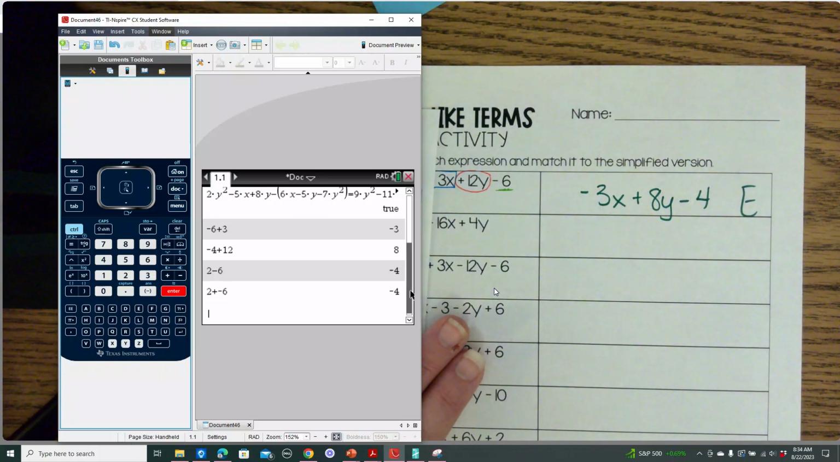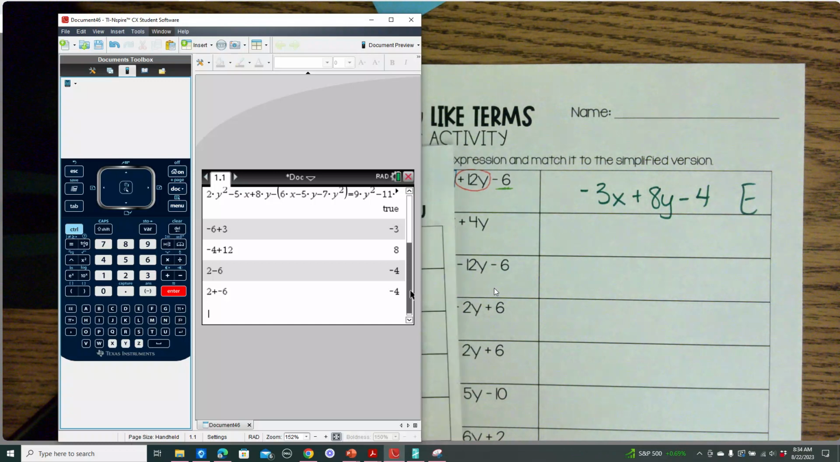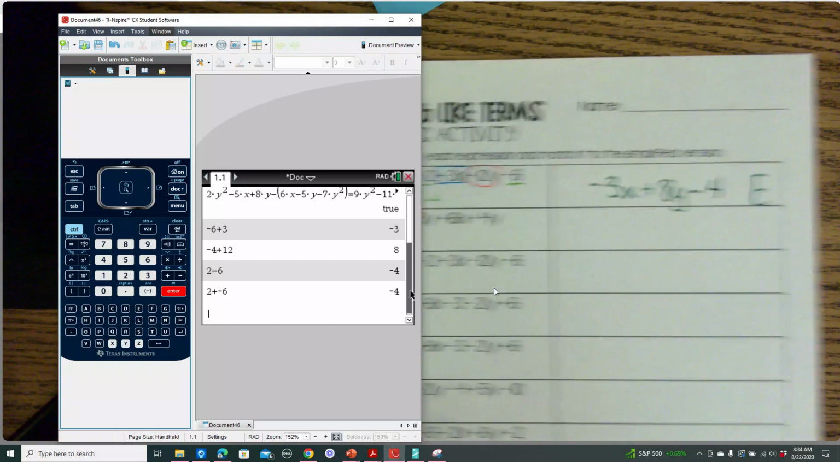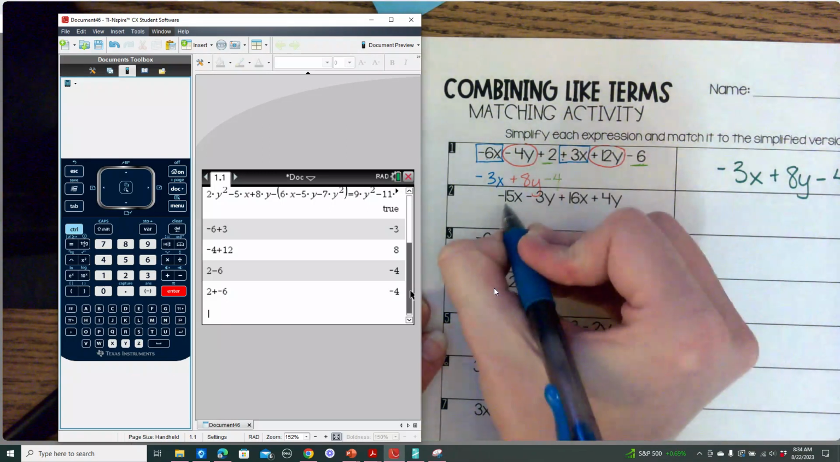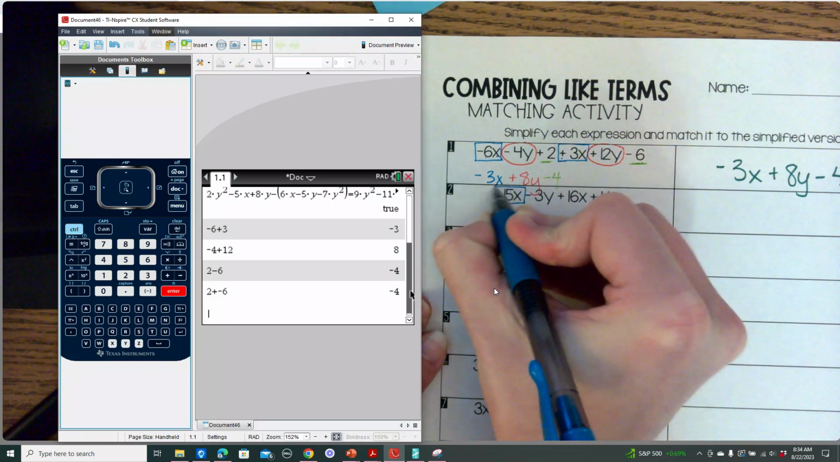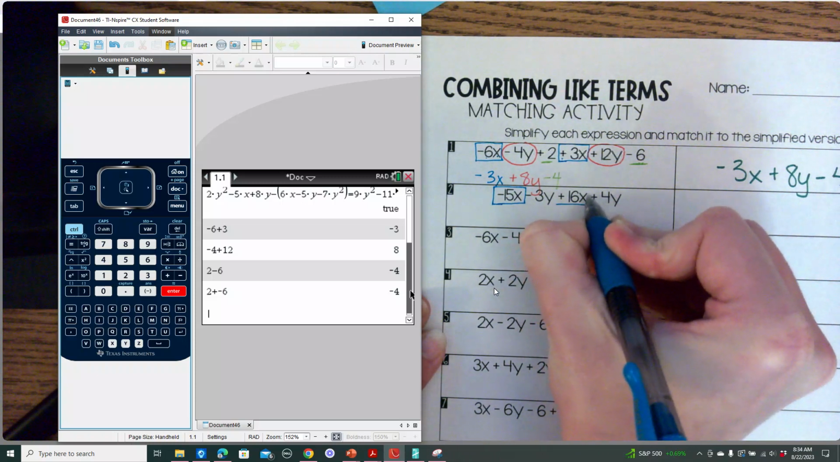If you've got the letter, you're good. Okay? So we literally just have to write the letter? Yep. All right, so the next one here, I've got negative 15x and I've got positive 16x.